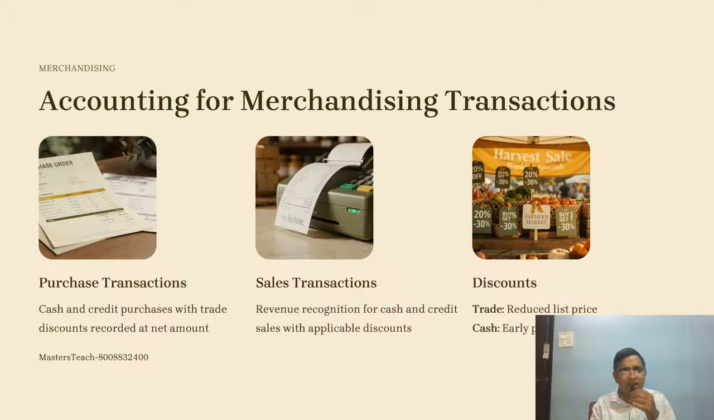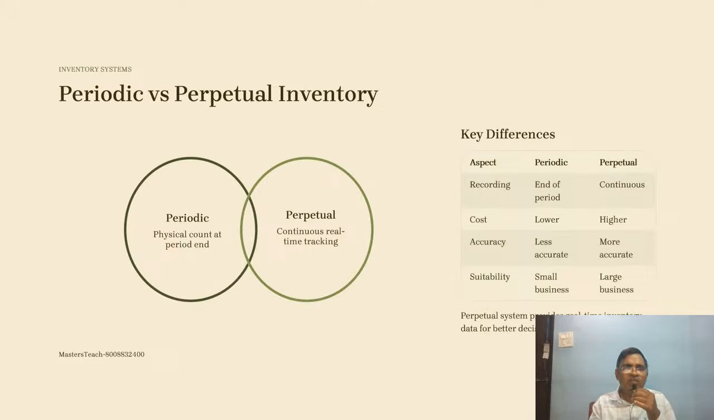Okay, trade discount, cash discount. A trade discount comes as a reduced list price, whereas a cash discount is given for early payment. That is the thing. Okay, here, periodic versus perpetual inventory. So there are two types of inventory: periodic and perpetual. Periodic means physically counting at the period ending, whereas perpetual is continuous and real-time tracking. So that is the difference between perpetual and periodic.